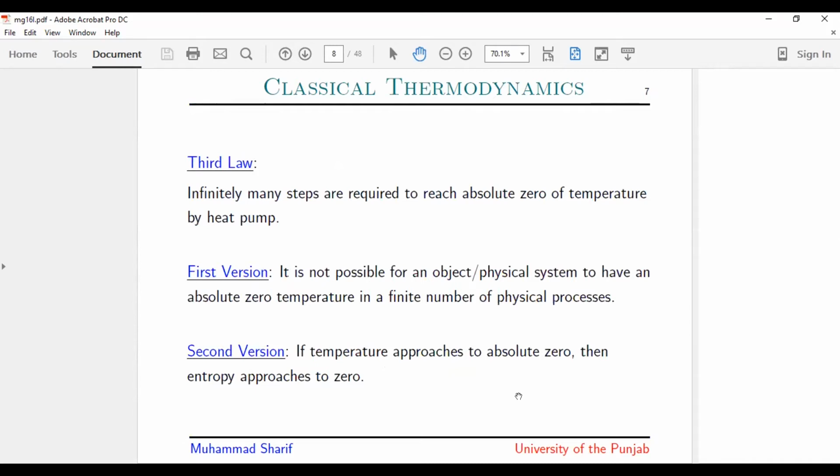Third law: infinitely many steps are required to reach absolute zero of a temperature by heat pump. There are two versions of this law. First version, it is not possible for an object or a physical system to have an absolute zero temperature in a finite number of physical processes. And second version implies that if temperature approaches absolute zero, then entropy approaches zero.